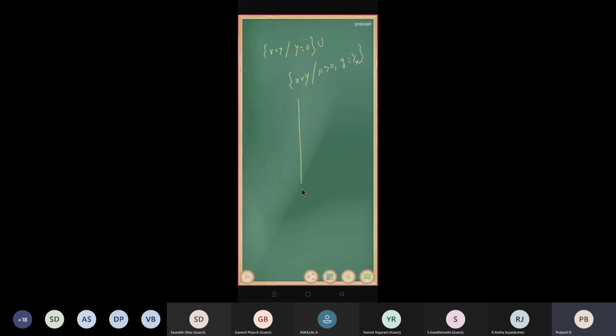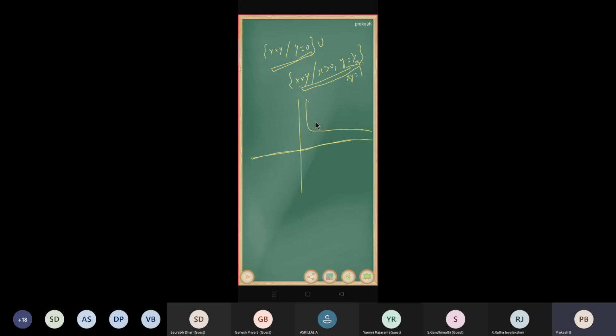So if you draw the two sets, you will get this one is a rectangular hyperbola, one part of rectangular hyperbola, right? Because this is xy is equal to 1, right? And this is nothing but the x-axis, right? So you want to take this one. Okay. Now both are closed sets, right? Both are closed sets.